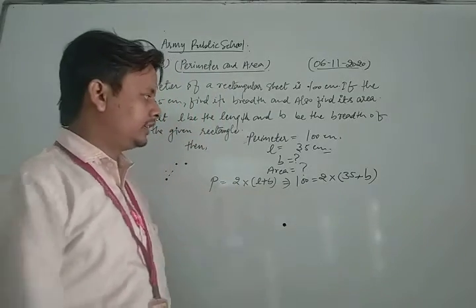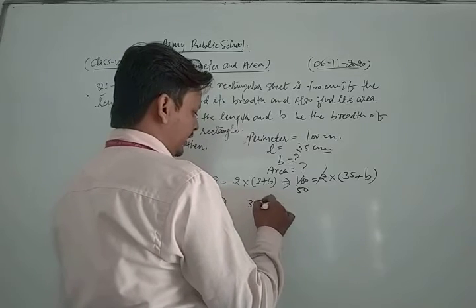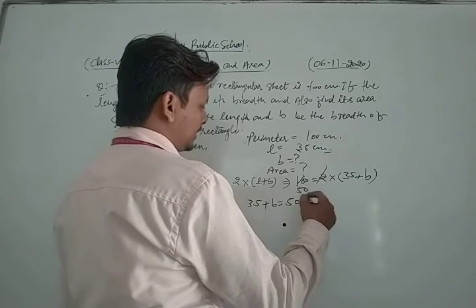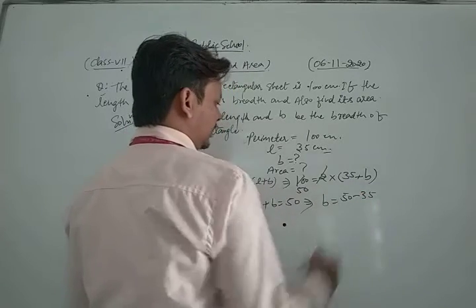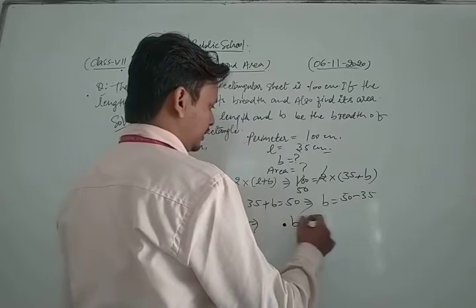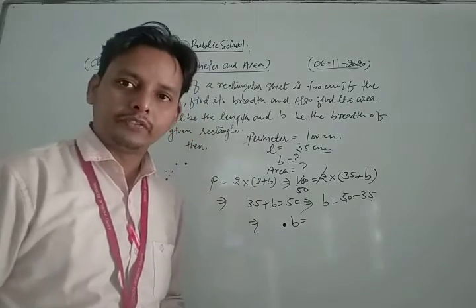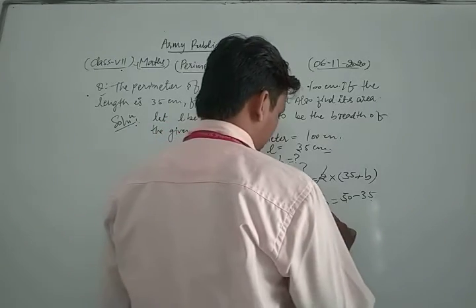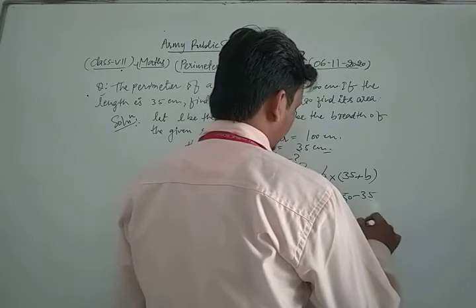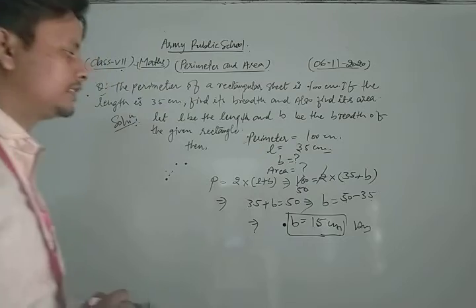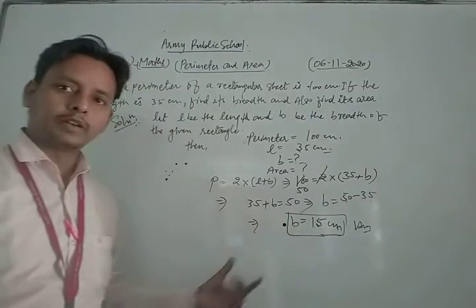Now dear friends, let's see. This is 50. So we get 35 plus B is equal to 50. That is, the value of B is 50 minus 35. The value of 50 minus 35 is 15. So B is equal to 15 centimeters. This is our required answer. In this way, the breadth of the given rectangle is 15 centimeter.